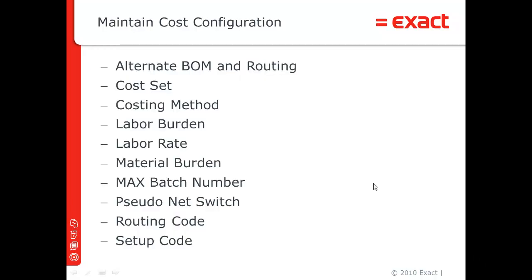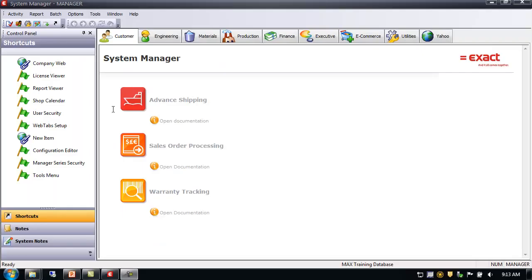Now, the keys that need to be configured are alternate BOM and routing, cost set, costing method, labor burden, labor rate, material burden, your Max batch number, the pseudo net switch, routing code, and setup code.